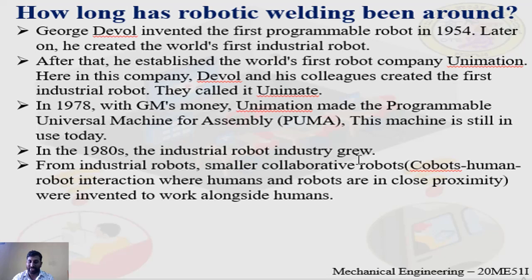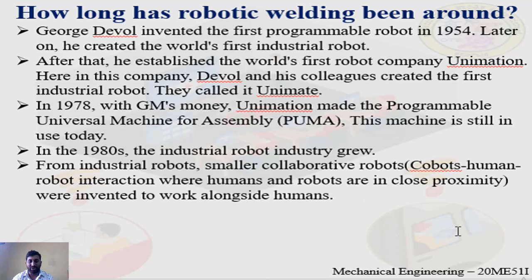They called it Unimate. This Unimate was used by the American automobile industry, General Motors, for spot welding. In 1978, General Motors invested money in the Unimation company, which made the programmable universal machine for assembly called PUMA. This machine is still in use today. In the 1980s, the industrial robot industry grew.